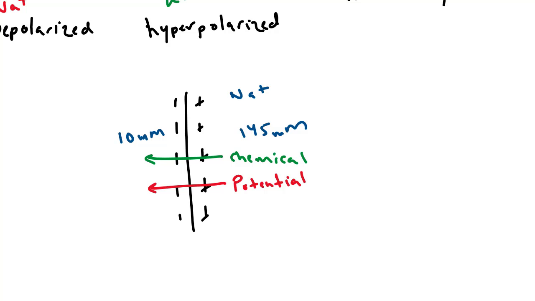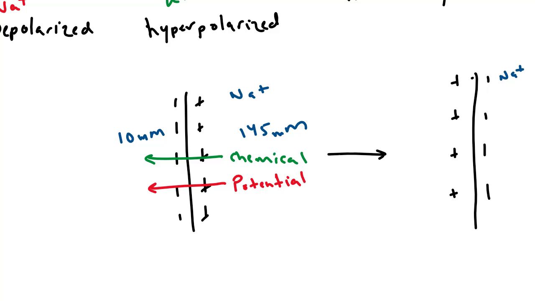So when you depolarize the membrane and you go negative out, positive in, you still have sodium's concentration being 145 millimolar, because that's not going to change. This is an important concept to remember. And 10 millimolar in, concentrations are not changing. The chemical gradient is still the same, chemical being in green, but now the potential gradient is pointing in the opposite direction.